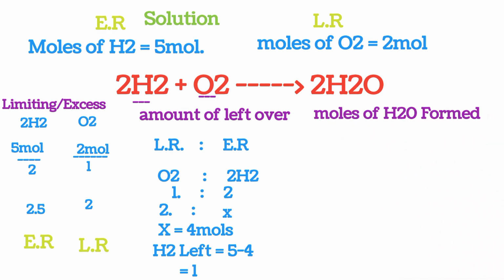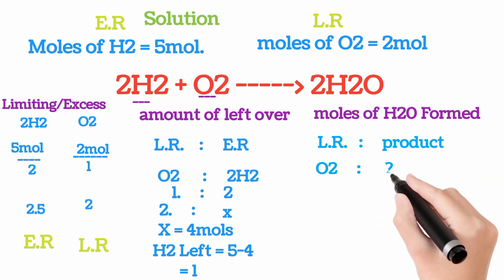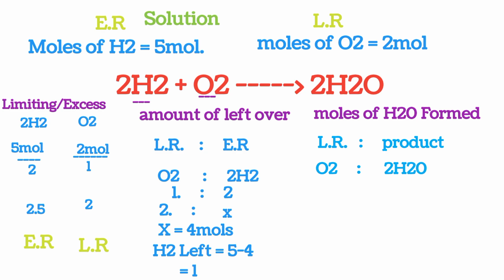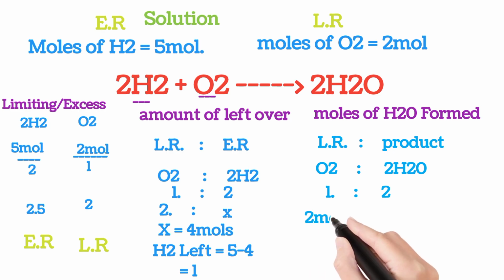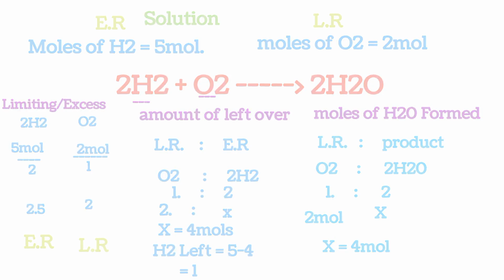Let's calculate the moles of water formed. It's going to be the ratio of the limiting reactant to that of the product. That is going to be oxygen to 2 moles of water. Mole ratio is 1:2. 2 moles of oxygen was used up in the equation. So to find the amount of product formed, we'll say X. If we cross multiply, we're going to have X equals 4 moles. Therefore, the amount of water formed is 4 moles. So this is how to calculate this.